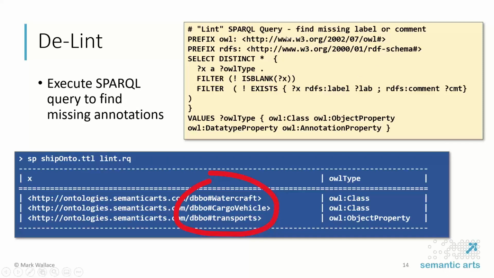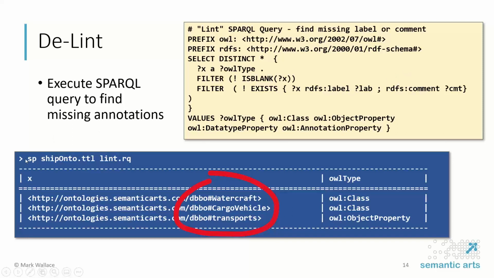This is an example of a lint query that's saying, I'm going to look for non-blank nodes, since ontologies use a lot of blank nodes. Usually those are defined or named entities. So anything that's not a blank node, that is one of these OWL types, object property, data property, annotation property, or class. Find ones where there doesn't exist both a label and a comment, and tell me about it.